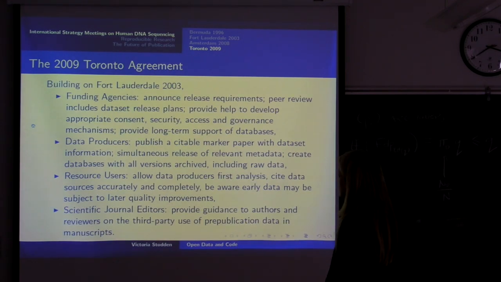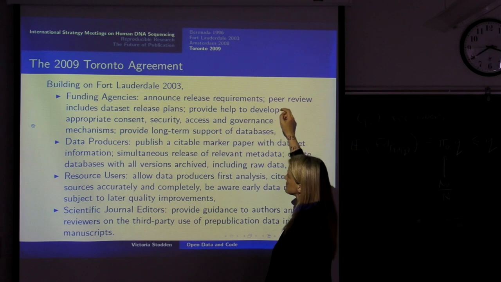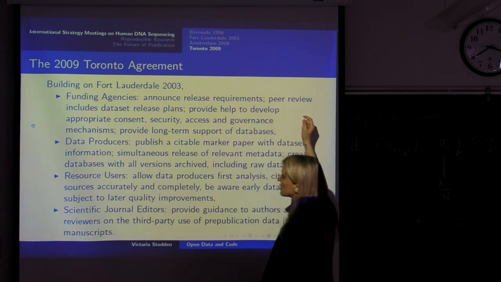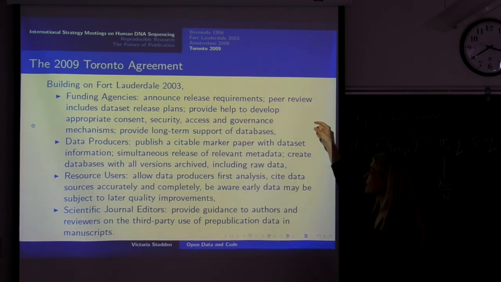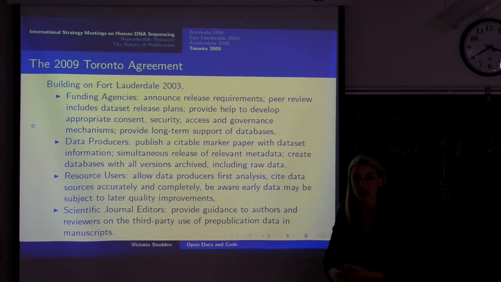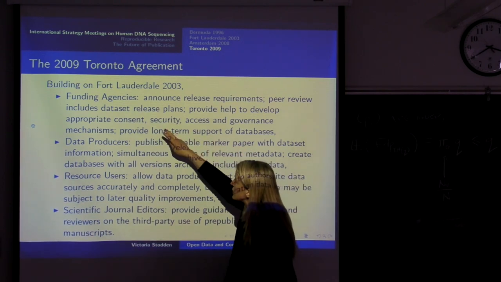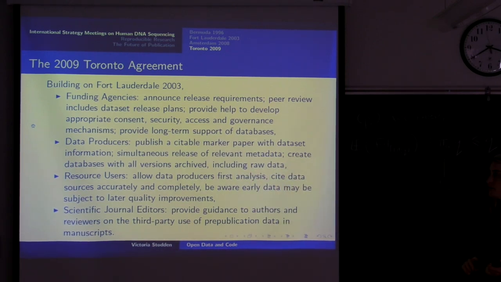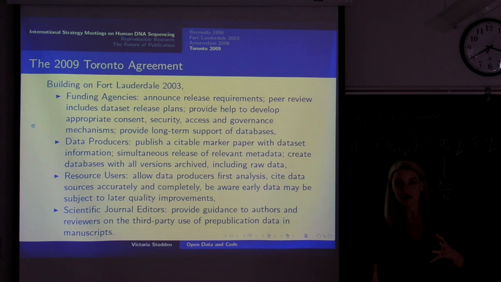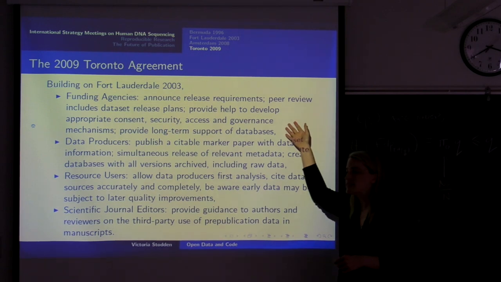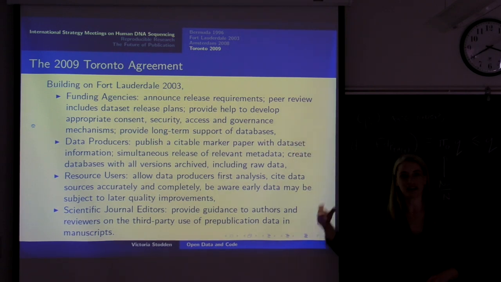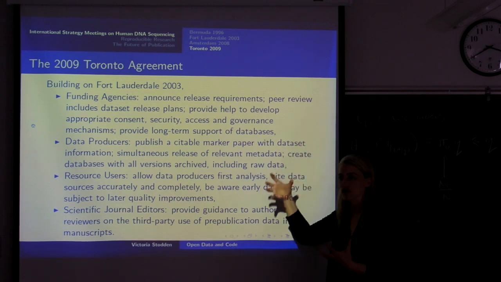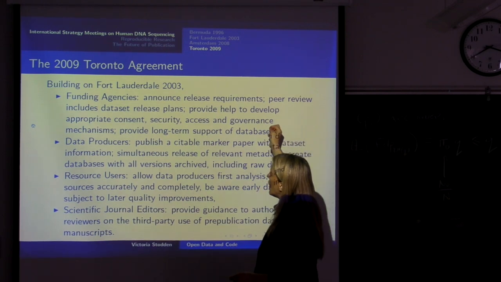Okay. Funding agencies, they have a role. They're going to announce the release requirements. They're going to start having peer review for grant proposals, including data set release plans. One thing I'll get to maybe later, if we have time, is that in January of 2011, the National Science Foundation has their data management plan. And when you look at it in this light, it's so late, right? This is really the beginning of these data management plans by funding agencies.